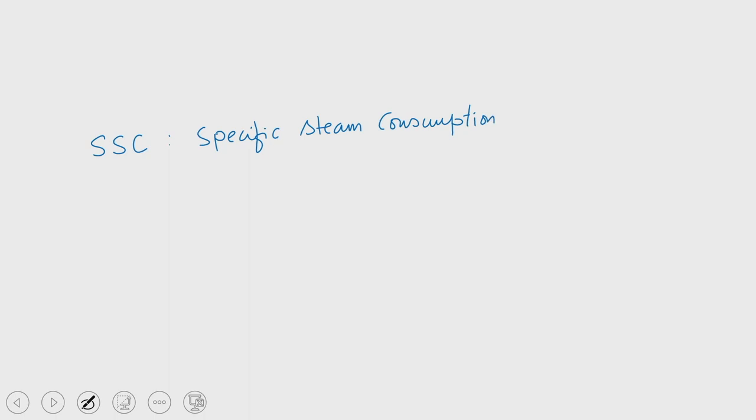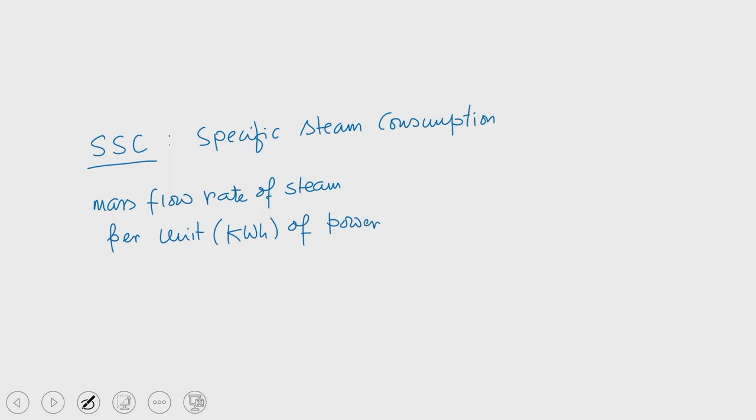Why would I like to discuss this? We have defined this SSC, that is specific steam consumption, as nothing but the mass flow rate of steam per unit of power developed. So, the definition is mass flow rate of steam per unit kilowatt hour of power developed. And from there we could write SSC equal to 1 by W net, kg per kilojoule, so per unit kilowatt of power developed.